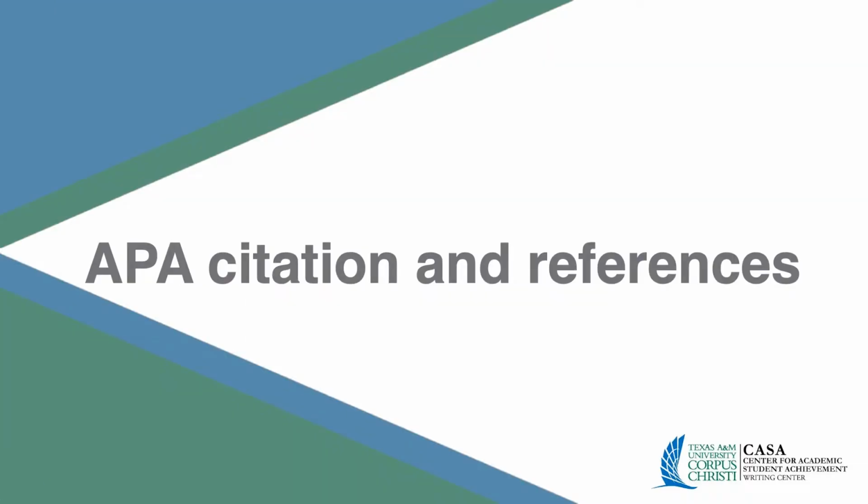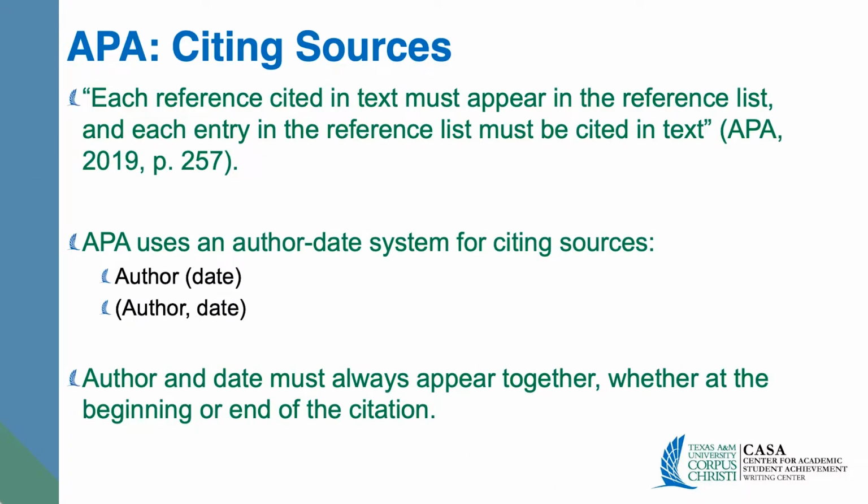So now let's look at the APA citation and references. This section is a little bit dense, so settle in. Citing sources in APA is incredibly important. Each reference cited in the text must appear on the reference list and vice versa. This means you cannot pad your references list. So if your professor says I need 20 sources, you've got to talk about all 20 sources in the paper.